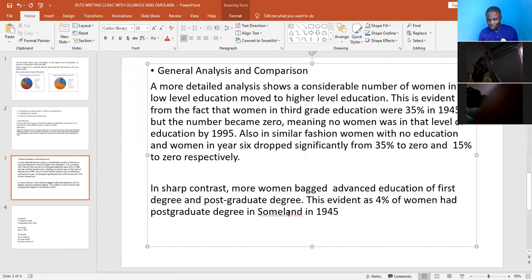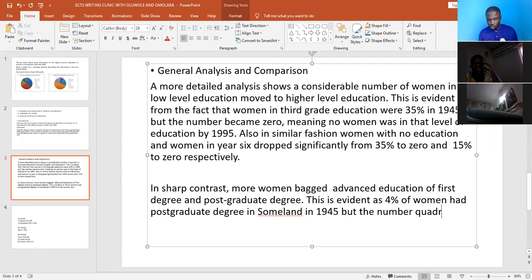Writing figures is always confusing for me. This is evident as 4% of women had a postgraduate degree in Summerland in 1945, but the number quadrupled by 1995, with 20% of women holding a postgraduate degree.